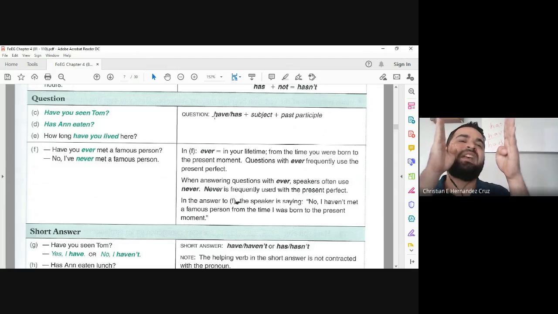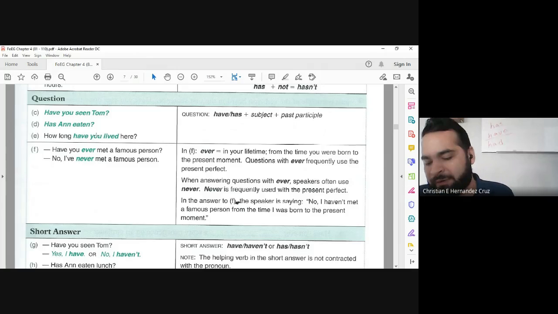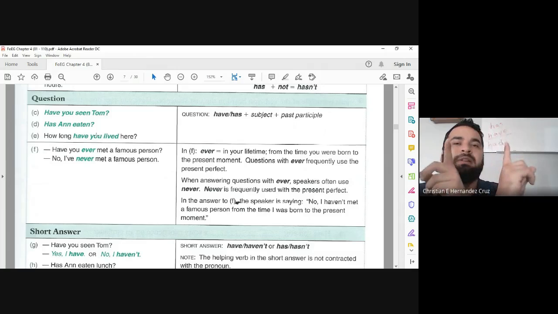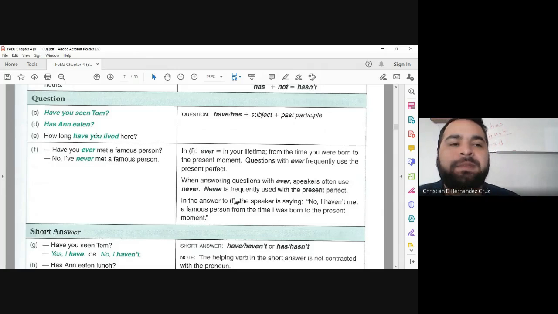In this case, it would be you and have, and changing their order. So, have you seen Tom? You could also affirm that Anne has eaten. To make that into a question, you would change the auxiliary and the subject. So it would be has Anne eaten. You could say the affirmation, you have lived here long. In this case, we would take the subject phrase and the auxiliary phrase, and change those up. So, how long have you lived here?